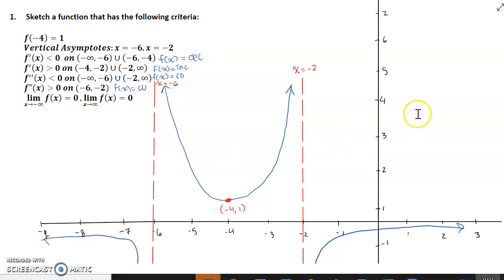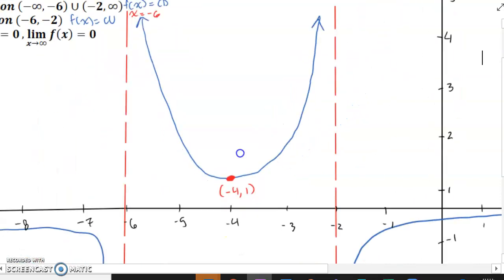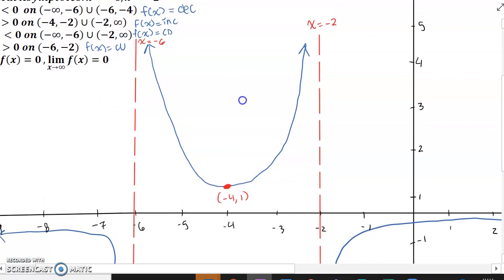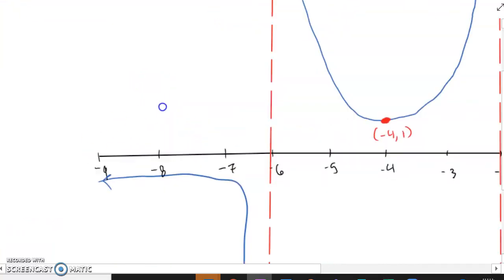So the first thing I did prior to graphing was put in the points I knew. I put in my vertical asymptotes at negative 2 and negative 6. I put in the point negative 4, 1, which you can see right here. And then I started off with the left side, over here.